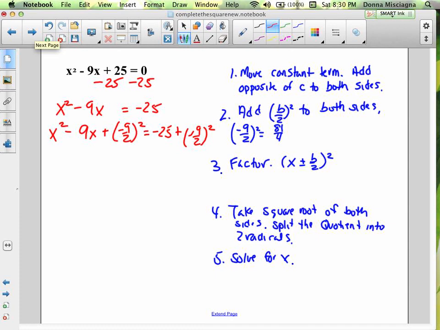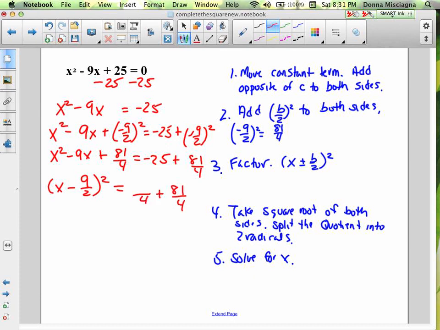All right, so now let's simplify that. We have x squared minus 9x plus negative 9 squared, which is going to be 81, and 2 squared is going to be 4, equals negative 25 plus 81 fourths. On the left-hand side, we can factor that, and that's going to be x minus b divided by 2, so 9 divided by 2, squared, because there'd be two factors. We've forced this to be a perfect square. So it's x minus 9 halves times x minus 9 halves, or x minus 9 halves squared. We need a common denominator there, so we need 4 as our common denominator. And so negative 25 is a negative 100 fourths.